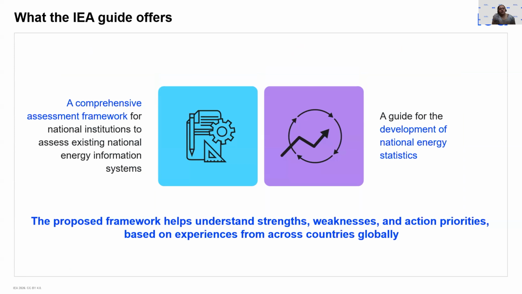This guide offers a comprehensive assessment framework for national institutions to use in assessing the existing national energy information system. By applying such a framework to a specific country, it will be possible to understand what the strengths are, what the weaknesses are, and also where to prioritize action. Through this guidebook, the IEA is aiming at assisting countries in the continued development of their national energy information system, regardless of their maturity level. This guidebook can be used as a tool to facilitate the development of strategic action plans and resource allocation.